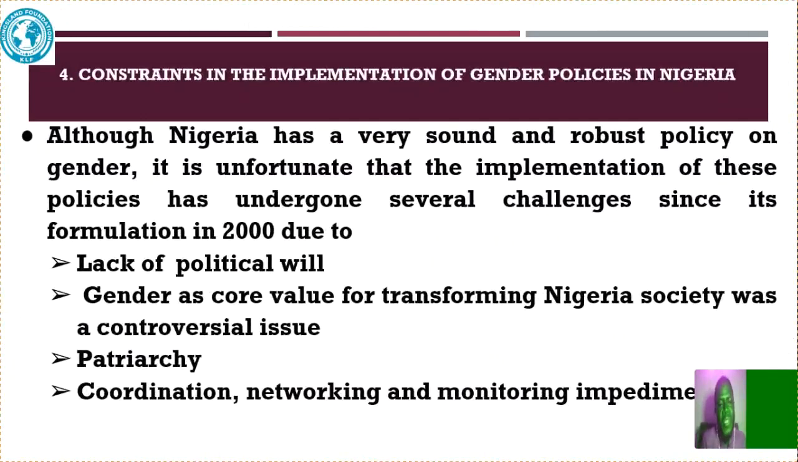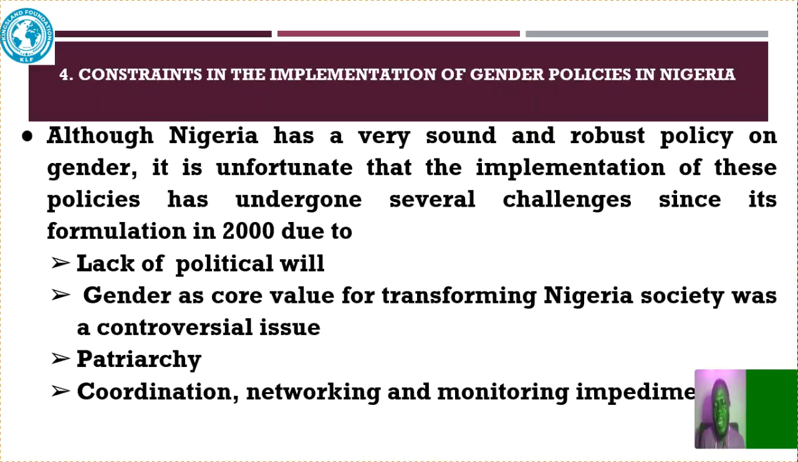So what are the constraints? There are certain constraints in the implementation of gender policies in Nigeria. We have some constraints actually. It's not easy because of the entrenched culture of marginalization against women. It is not easy to actually implement this gender policy effectively due to some of these constraints we're going to see. So although Nigeria has a very sound and robust policy on gender, it's rather unfortunate that the implementation of these policies has undergone several challenges since its formulation in 2000.